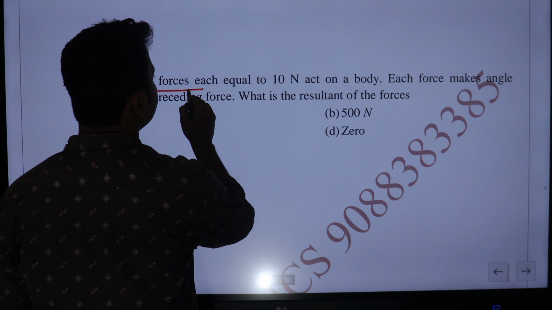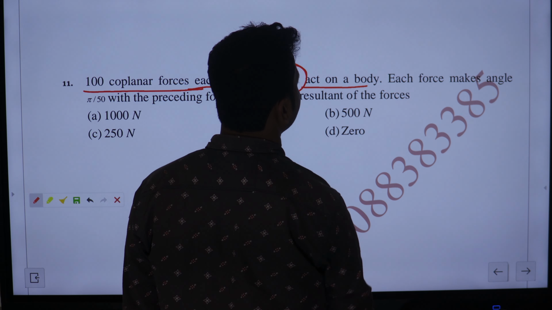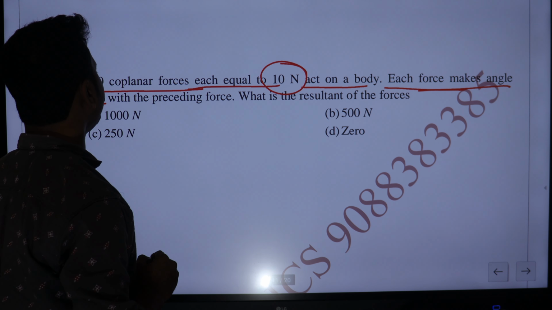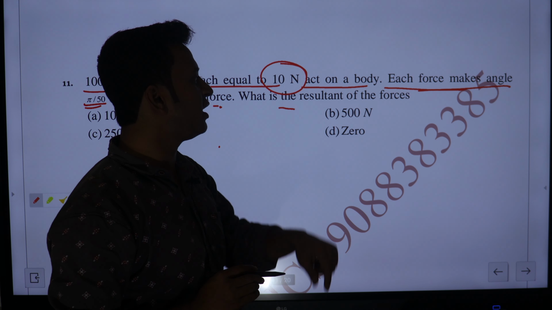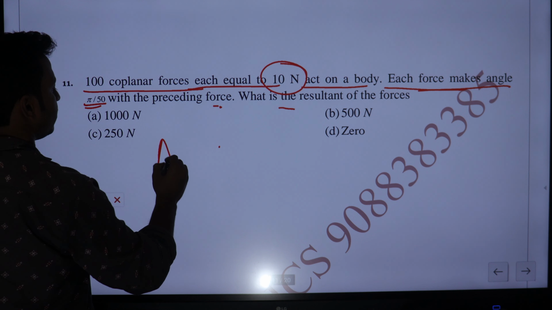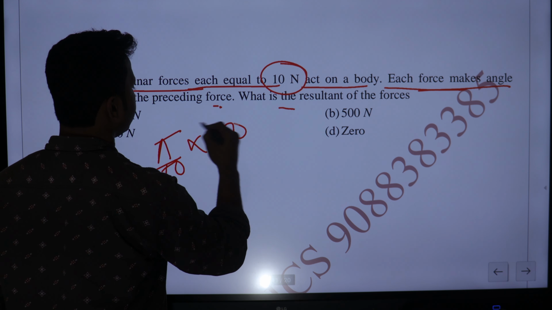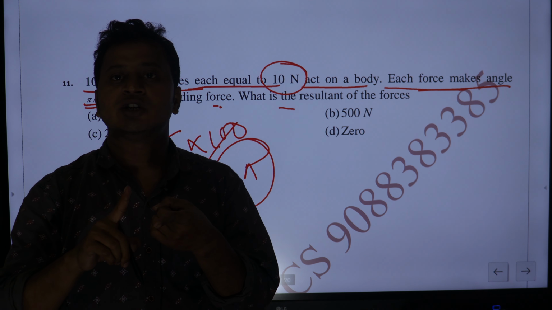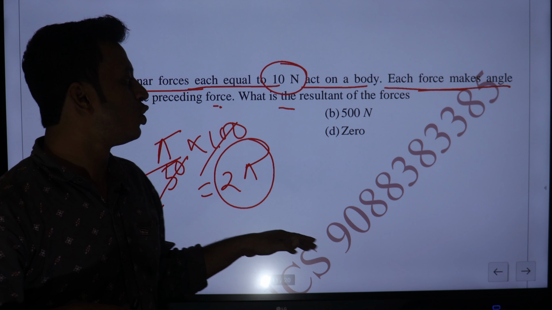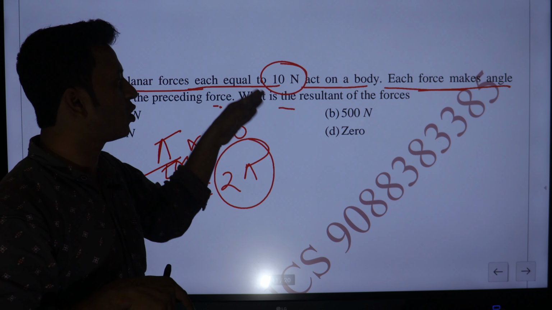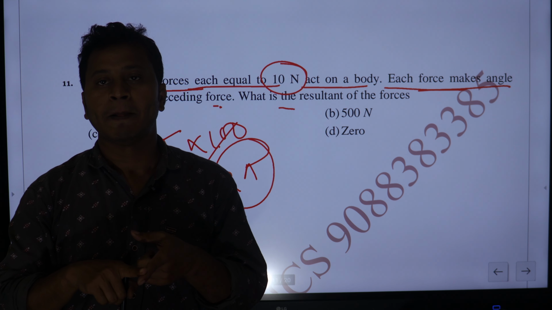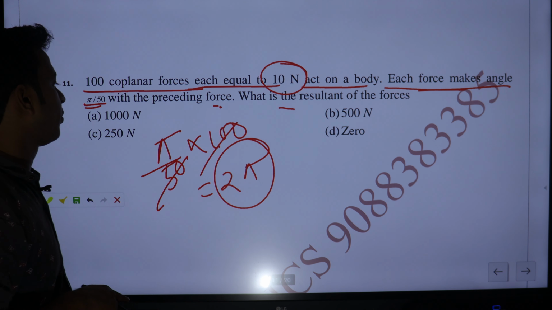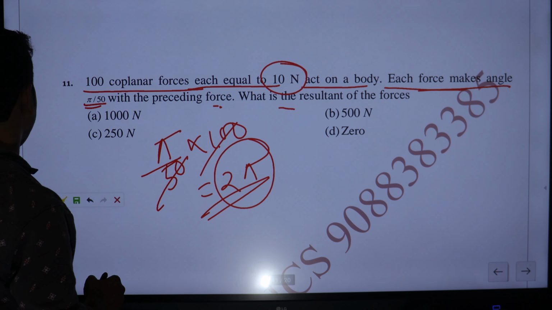Hundred coplanar forces of 10 Newton each act on a body, and each force has an angle pi by 180 from the preceding force. What is the resultant vector? How many vectors? 100 vectors. Okay, so the total angle will be 2 pi. Now 2 pi means every force coincides at each point and they are passing through the same point. So the resultant force will be 0, because all the forces pass through the same point. Okay, next question.